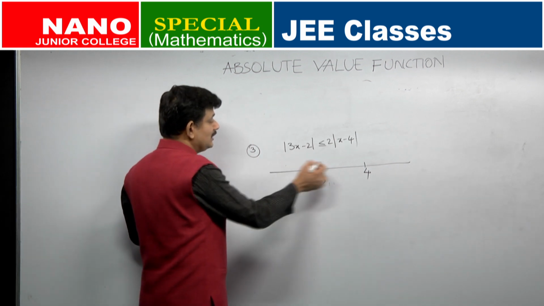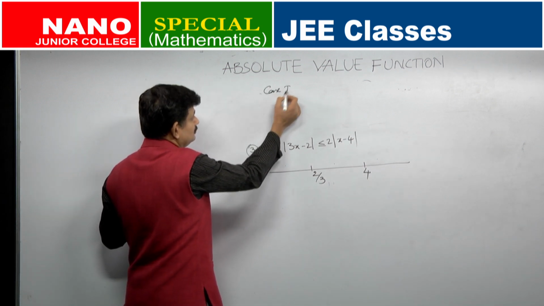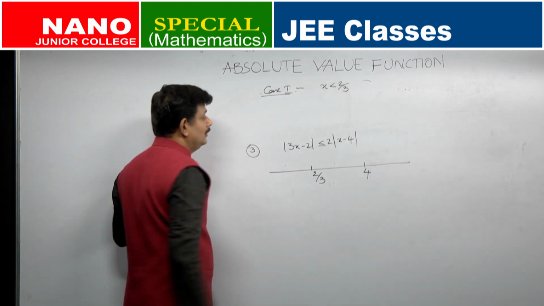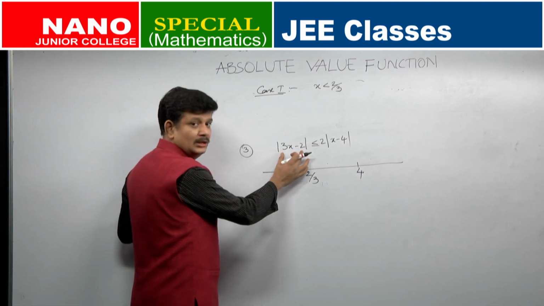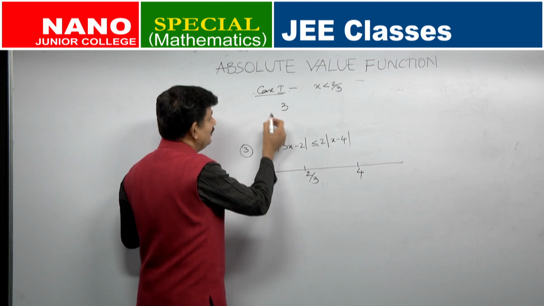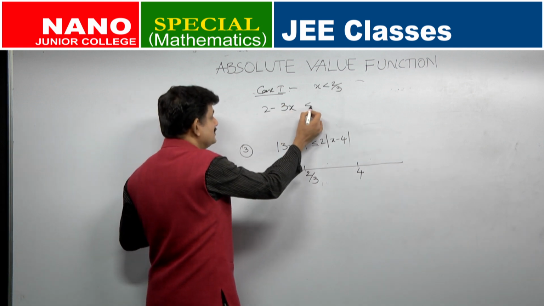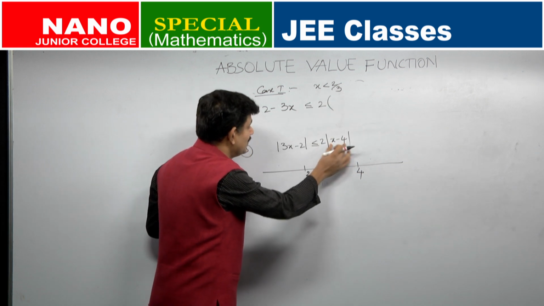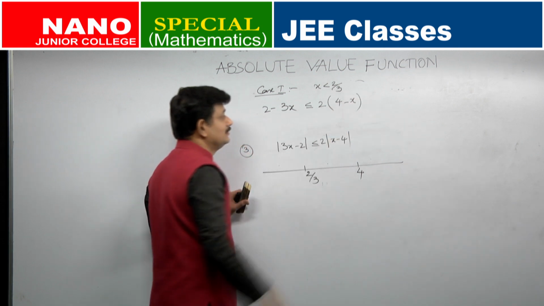So, split the discussion into 3 cases. What is your first case? X less than 2 by 3. When you see x is less than 2 by 3, modulus of 3x minus 2, what will it be? Negative. So, it will be 2 minus 3x. You want it to be less than 2 into mod x minus 4, what is it? Positive or negative? X is less than 2 by 3. So, x minus 4 is negative. So, this will be 4 minus x.